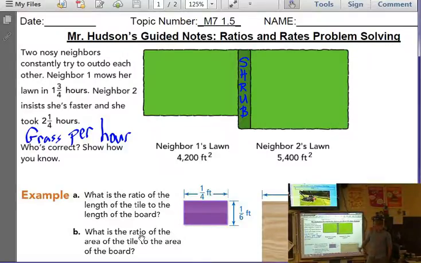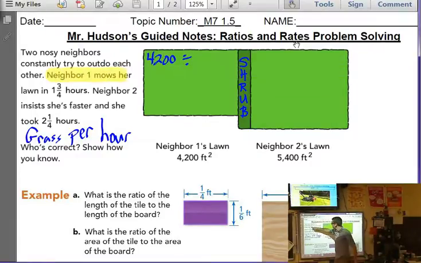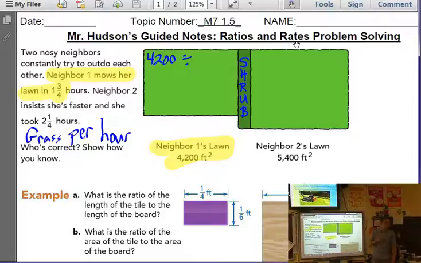So, neighbor 1 mows 4,200 square feet. Per tells me to divide. How long does it take them? 1 3/4 of an hour. But we don't like mixed numbers. What do we like better than mixed numbers? Improper. So take your 1 times your 4, add it to your 3, and we get 7/4. Now, because we're involving one fraction, we'd like to involve all fractions, so we can put 4,200 over 1.